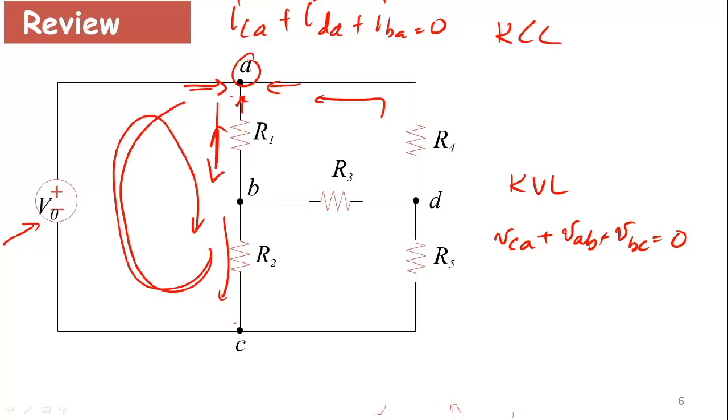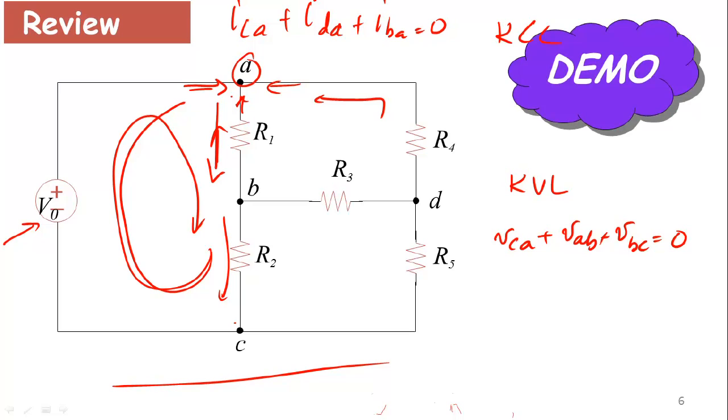Now, if you go back to our circuit here that you see on the left-hand side, I'm going to show you a little demo that will look at these currents, ICA, IDA, and IBA, and also look at the voltages VCA, VAB, and VBC, and actually go and look at the circuit, make the measurements, and show that they indeed sum up to zero. Not surprising, KVL and KCL really work, and so the demo should also work. Okay, so let's go and do our demo.